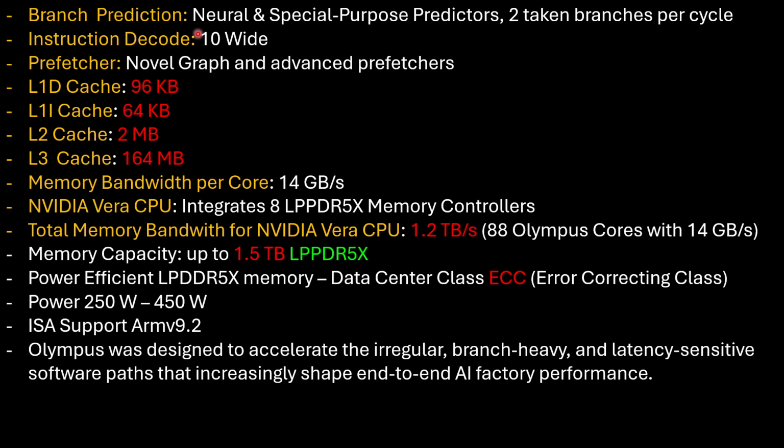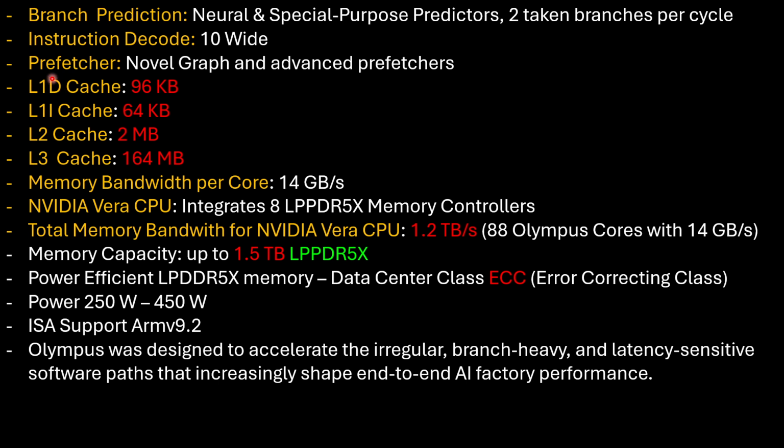Branch prediction. Yes, we didn't mention that, but of course branch prediction is a main topic on CPUs, and it says neural special purpose predictors, this is the type, with 2 taken branches per cycle. So okay, we will see. This is just to mention things. Instruction decode, 10 wide, prefetcher, novel graph, and advanced prefetchers.